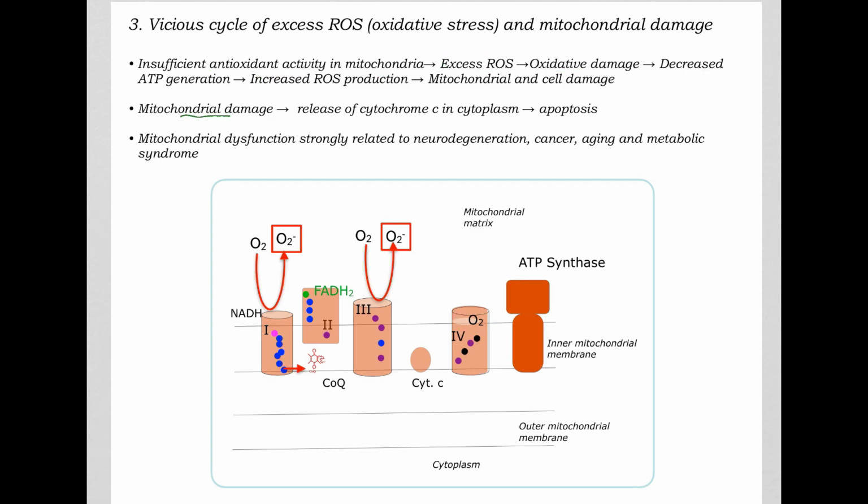Now, damaged mitochondria can release cytochrome C into the cytoplasm, and when cytochrome C gets into the cytoplasm, that is a trigger of apoptosis, and that leads to cell suicide. So a cell dies by apoptosis, and we'll talk about this in future videos. So it's not surprising that mitochondrial dysfunction is strongly associated with neurodegeneration, with cancer, with aging, as well as the metabolic syndrome.